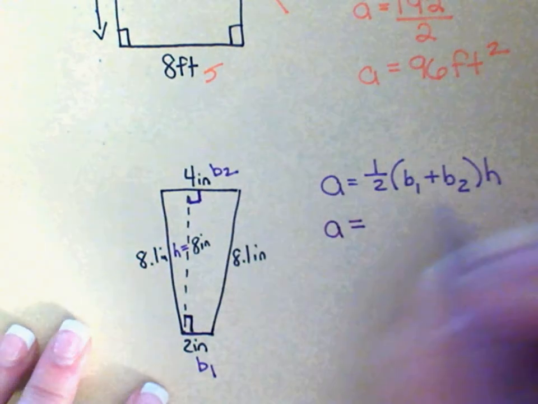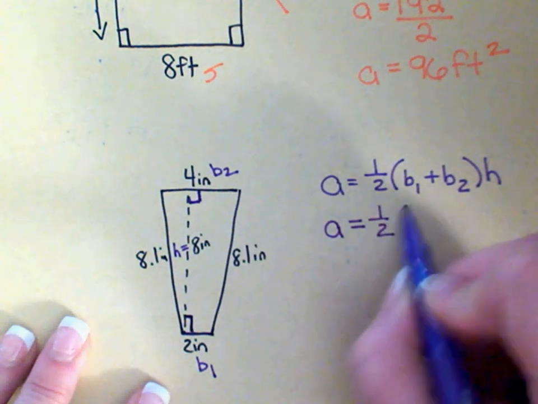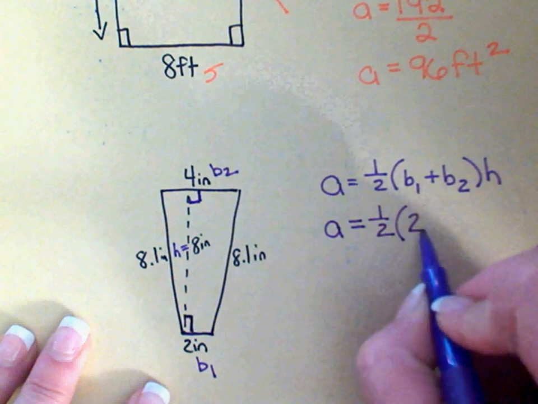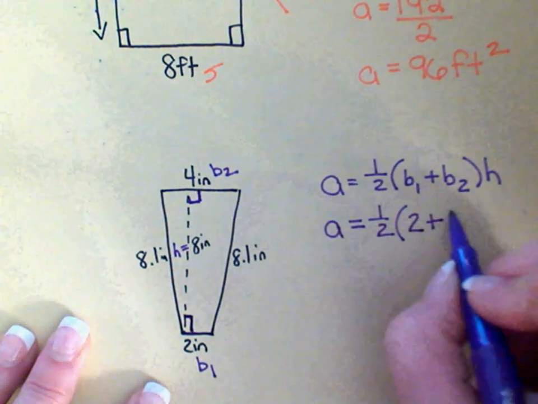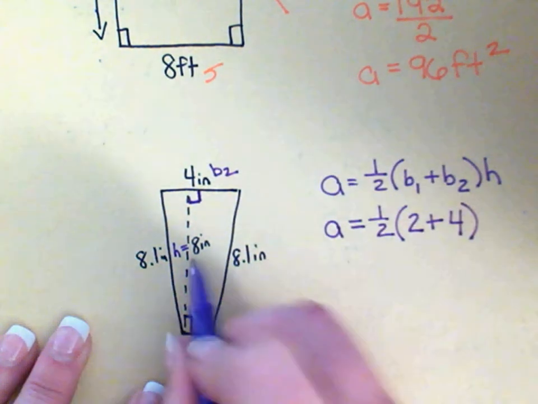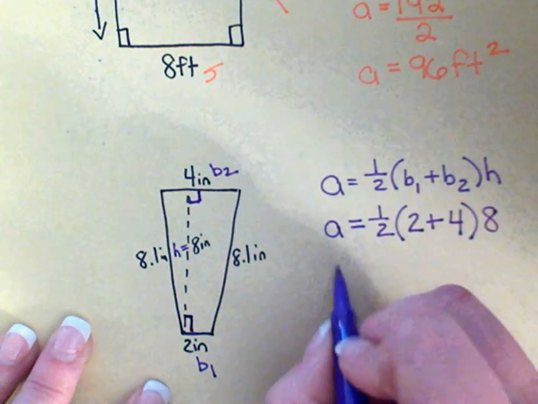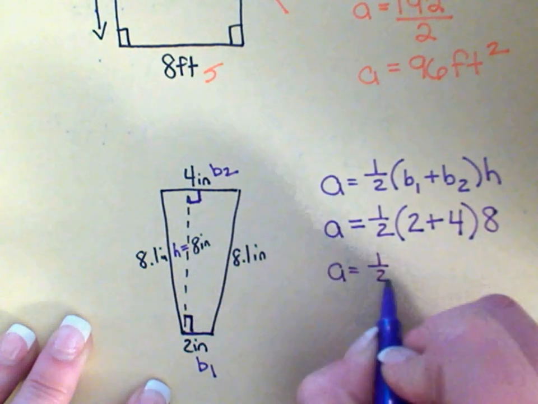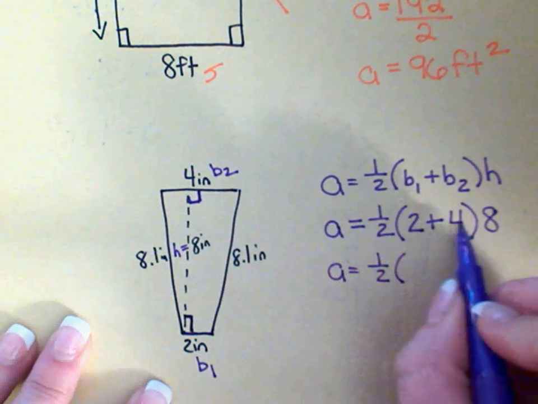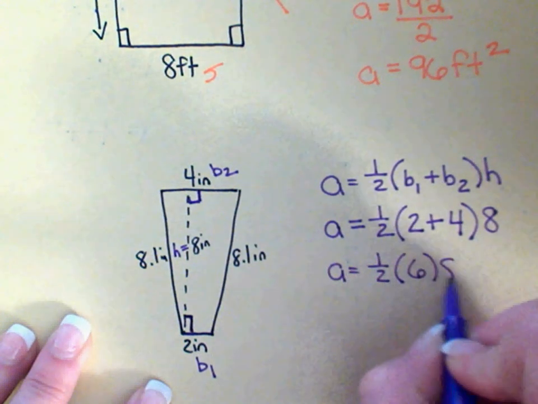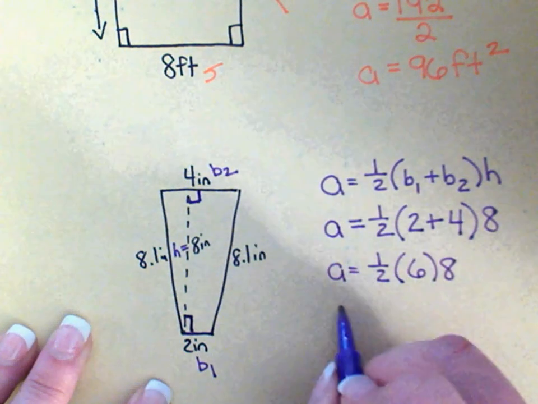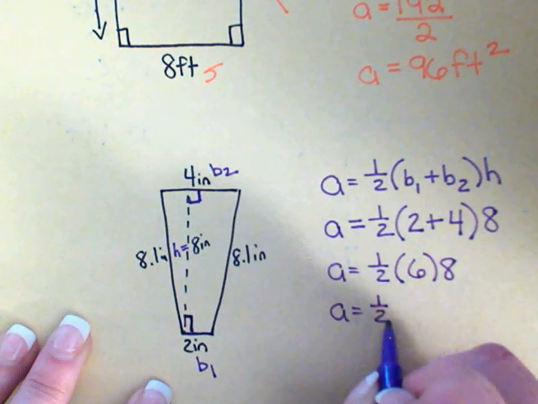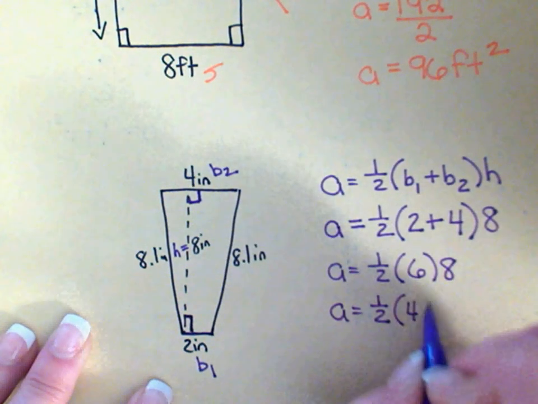We don't want to use the slanted sides because those are not height. So for right now, we're going to ignore them as if they're not there. Again, left to right, fill in what we have. Area equals, I have not used my half. Base 1 is 2, plus base 2 is 4, times height of 8.